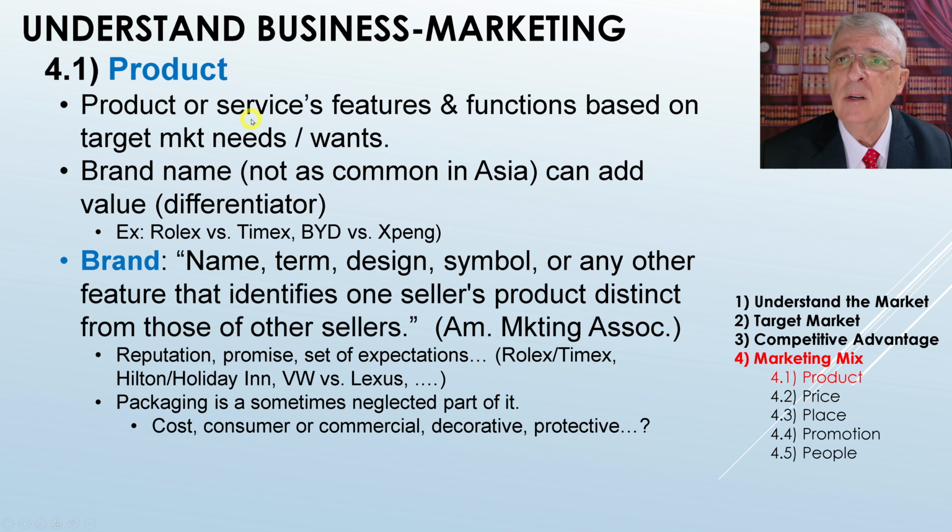Okay, so let's look at product, price, place, promotion, people in detail. Product. Product or services, features, and functions are based on target market needs and wants. These are the things that your potential customers need or want. It's the thing that's going to solve their problem. Brand name. Brand name is not as common in Asia. However, it can be a good value differentiator. So, yeah, it's Rolex versus Timex, BYD versus, and I think they pronounce this Zheping.